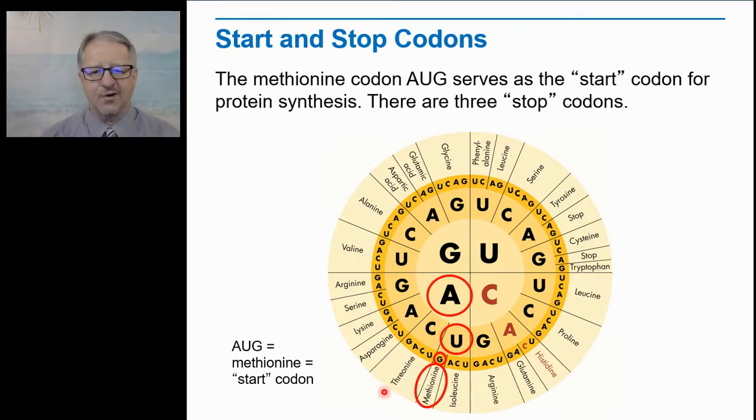So if I say, what's the start codon? You should be able to tell me it's methionine. Actually, I guess if I say, what's the start codon, you would say AUG. If I say, what's the start amino acid, you would say methionine. Okay.